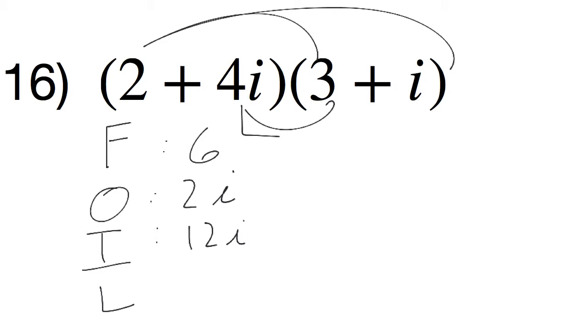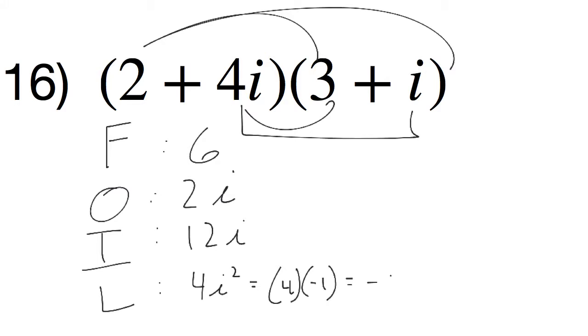And lasts would be 4i times i, which is 4i squared, which is actually going to be 4 times negative 1, which is negative 4. When you add these all together, you can combine some like terms, and you get 6 minus 4, which is 2, and 2i plus 12i, which is 14i.